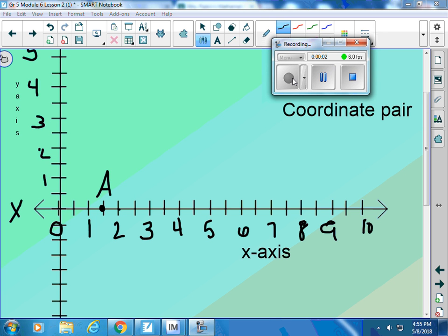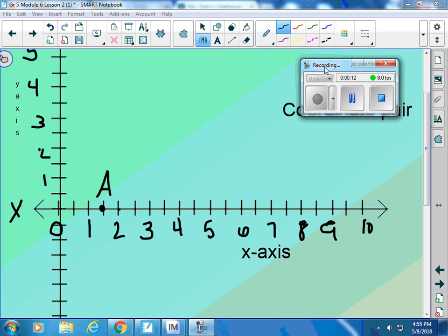All right, so we are back, and we are going to pick up where we left off. We're talking about coordinate pairs, and it is where the x-axis and the y-axis intersect. I'm going to come back to this point A that I drew originally. What if I wanted the name or the exact coordinate of this dot right here?